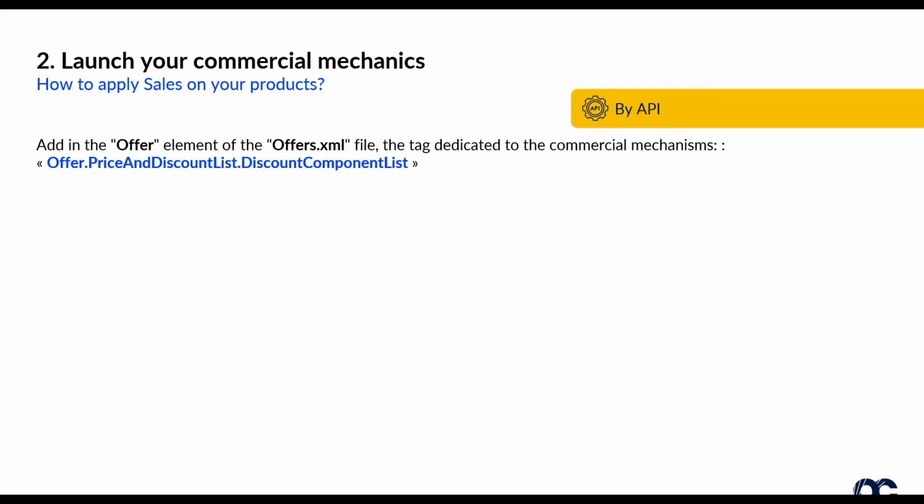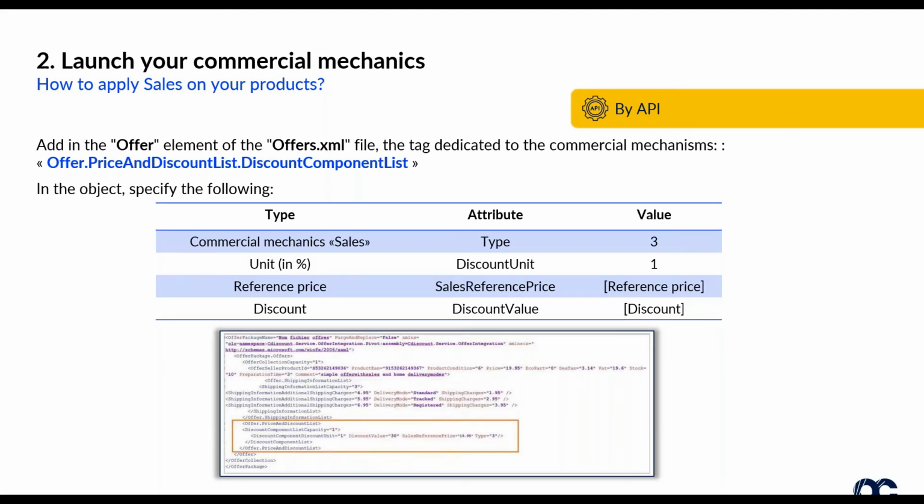By API, you have to add in the offer elements of your offer file the tag dedicated to this promotion. So in fact, you have to add the commercial mechanic sales type, the unit in percentage type, the reference price type, and the discount type.